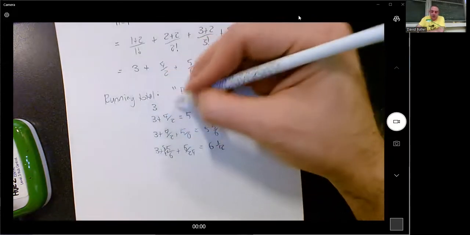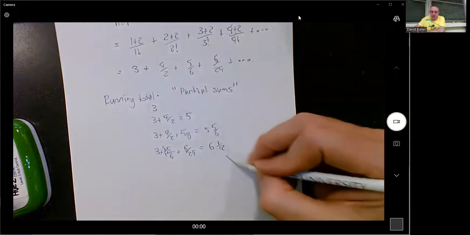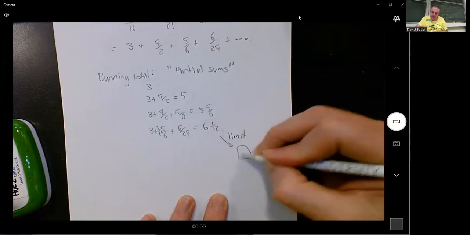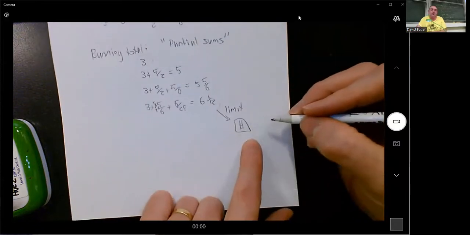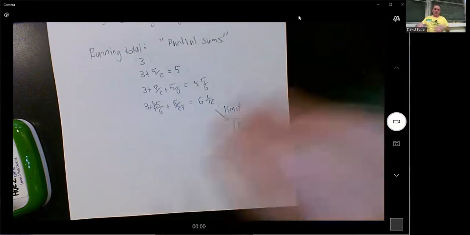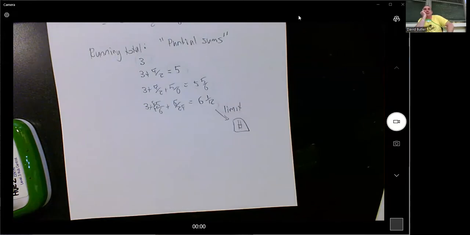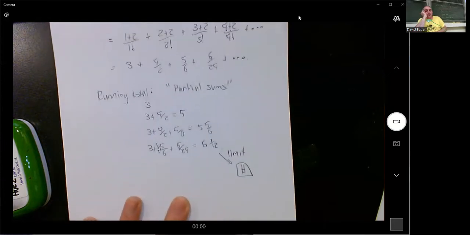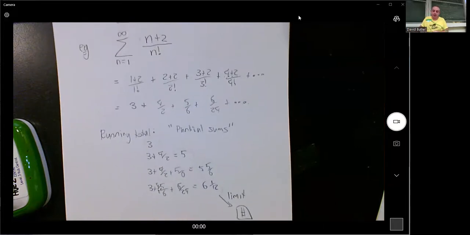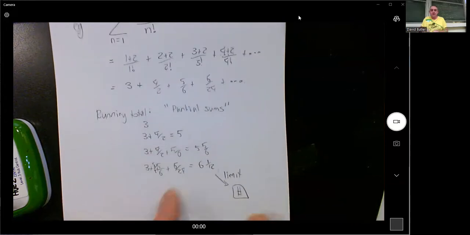So if your running total, that sequence of numbers, gets closer and closer to something, then I declare that this is what the sum is equal to. Now, I don't know what that limit's going to be. I just have no idea. But that's how you do it. That's the definition of what the sum adds to. That's fine. So the question is, is there going to be a limit? And that's called converging.